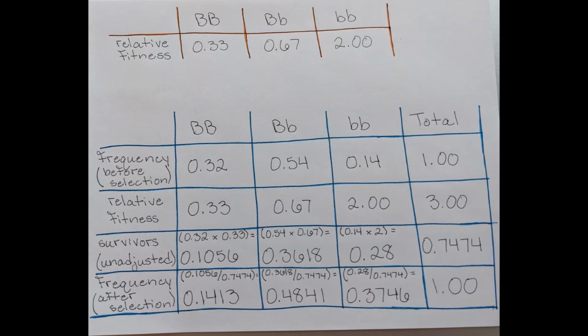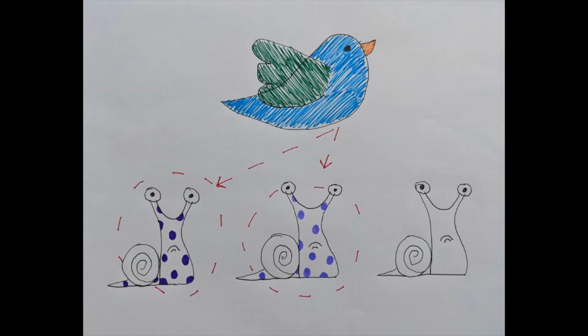From this, you can see that the frequency for bright-spotted snails decreased from 32% to 14%. The frequency for light-spotted snails decreased from 54% to 48%, but the frequency for no-spotted snails increased from 14% to 37%. This change in genotype frequency is due to the no-spotted snails being able to escape most predation from the birds and living to a reproductive age.